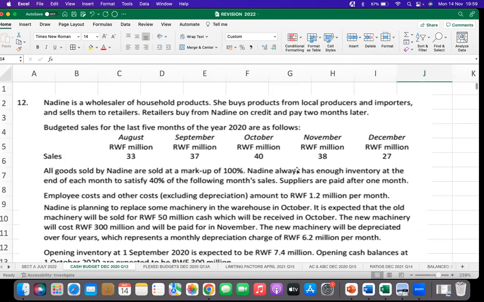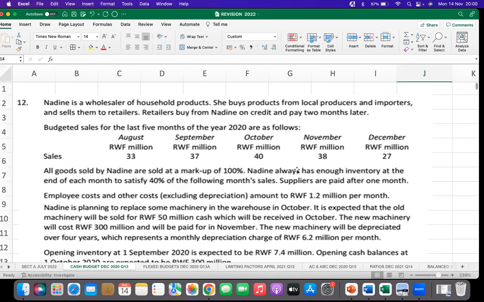Remember, a cash budget is a budget that shows cash inflows, cash outflows, and the difference between cash inflows and cash outflows, which can either be a surplus or a deficit. And then you add the opening cash balance. Opening cash balance plus surplus or deficit gives you the closing cash balance. So let's read this question.